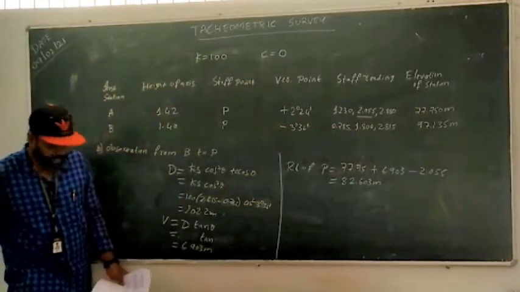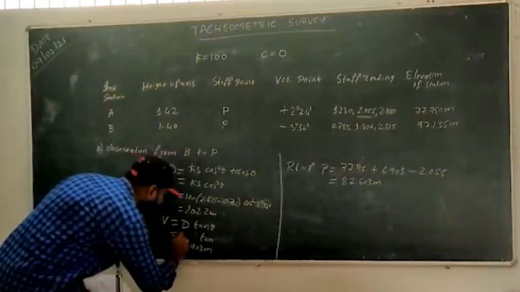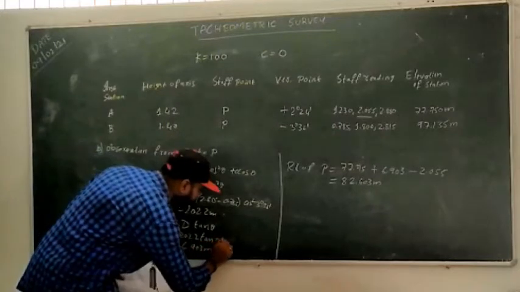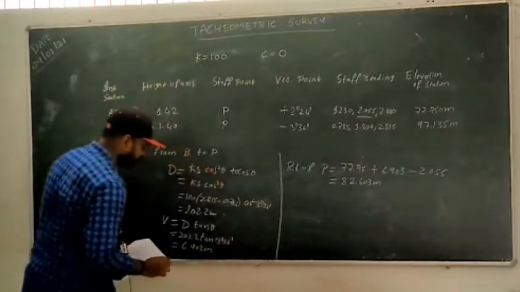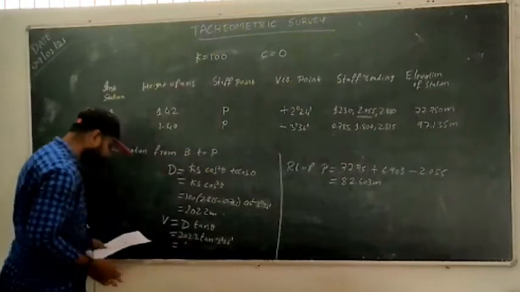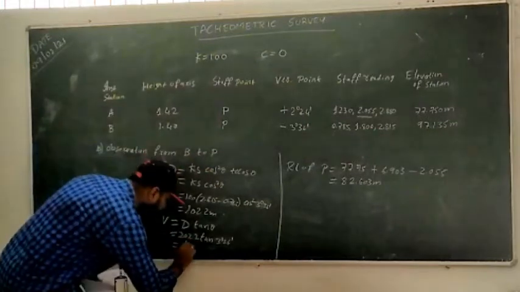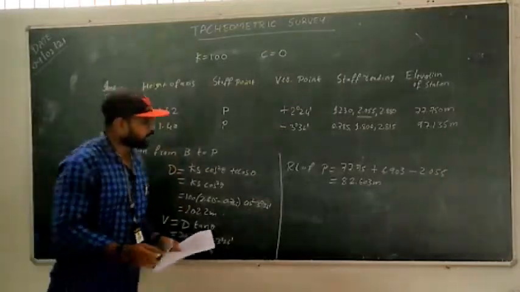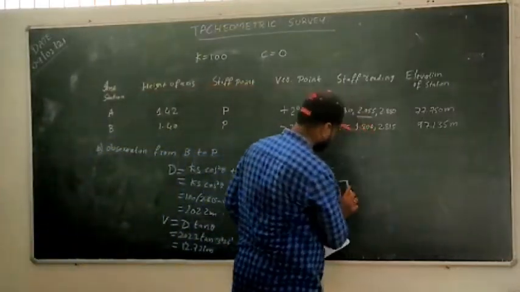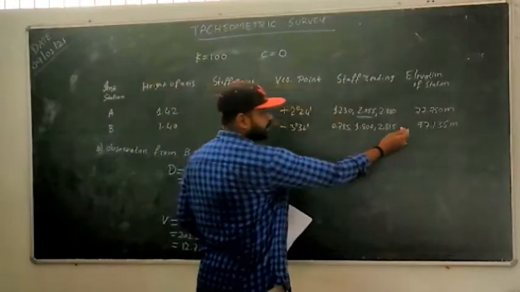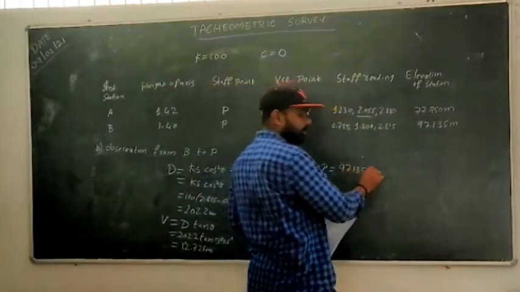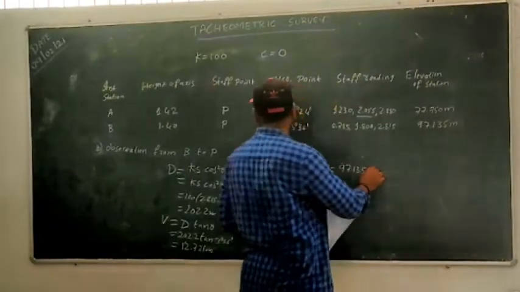And here, V is equal to D tan theta. So D is 202.2, tan theta, where theta value is 3 degree 36 minute. So how much are you getting for V? V is 12.721 meter. Now you tell me RL of P. So RL of P is equal to benchmark, 97.135.